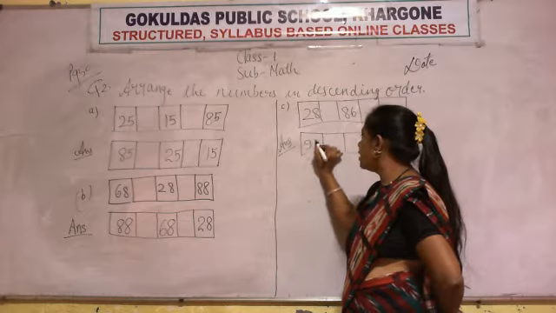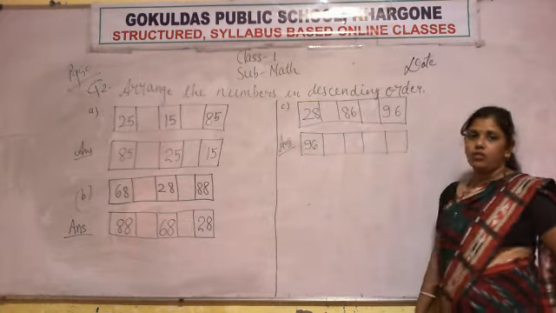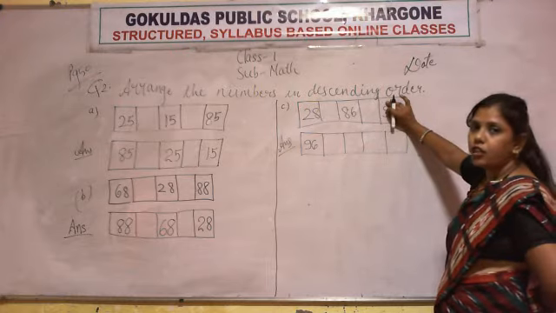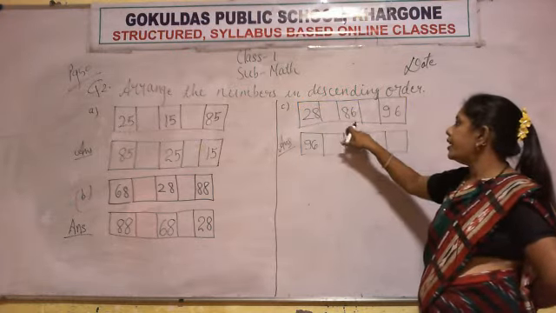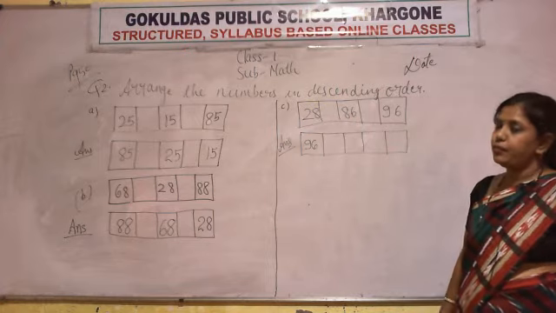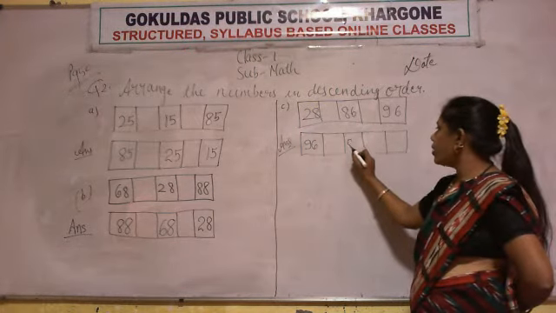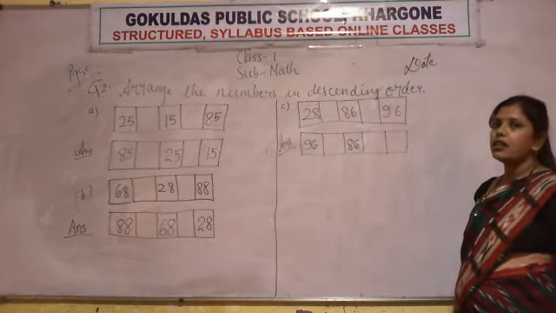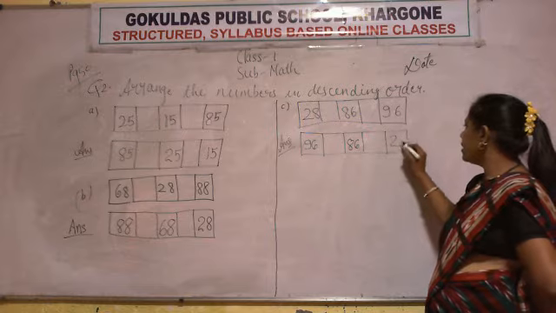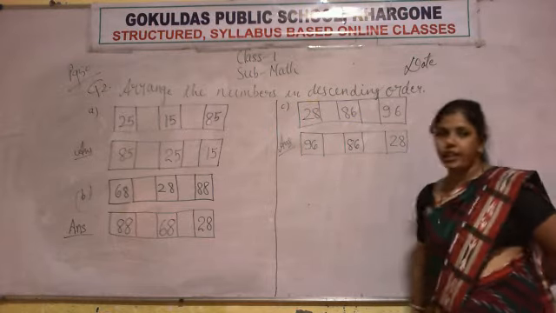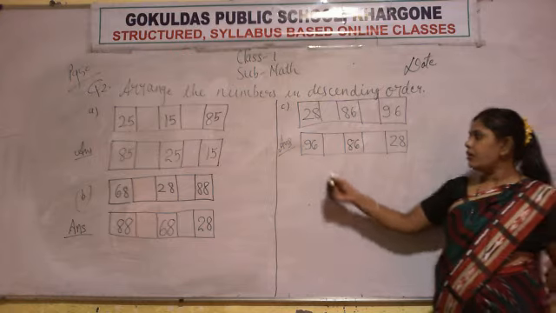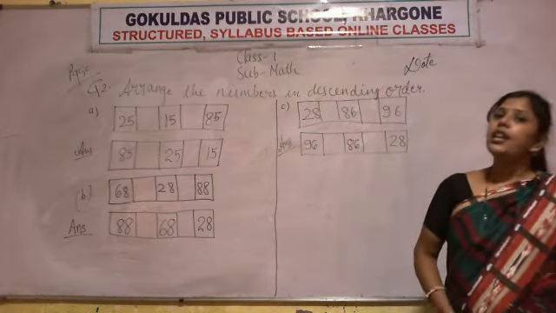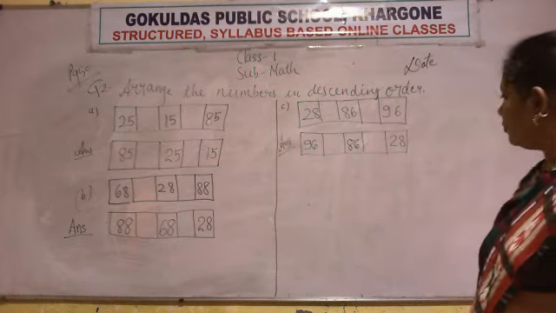So you write 96. Now which number will come? 96 we have already written. Now the remaining two numbers are 28 and 86, and the biggest number is 86. So write here 86, and at last the smallest number, that is 28. So we have arranged 96, 86 and 28 in descending order.